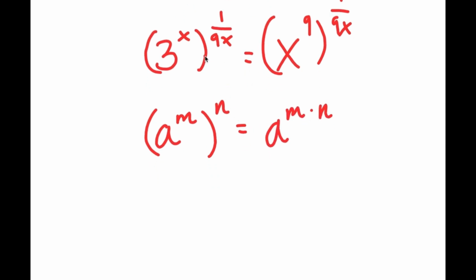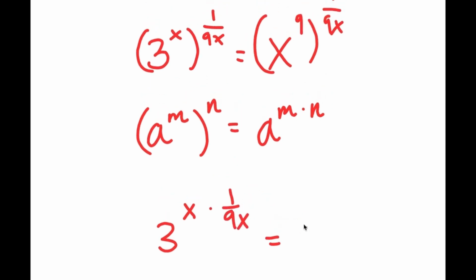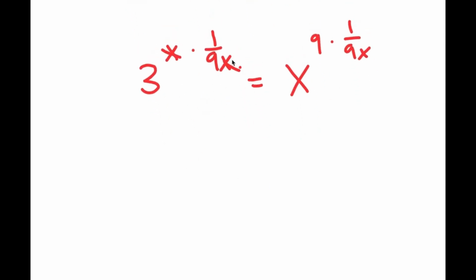So 3 to the power of x to the power of 1 over 9x is going to equal 3 to the power of x times 1 over 9x. And this is going to equal x to the power of 9 times 1 over 9x. Now x and x in the denominator here cancel out. So I get 3 to the power of 1 over 9 is equal to x to the power of, 9 and 9 cancel out, 1 over x.